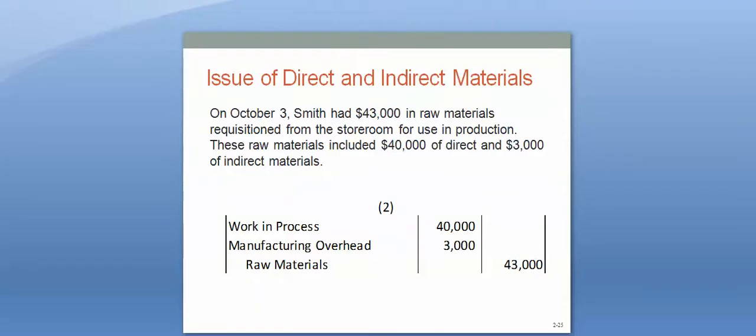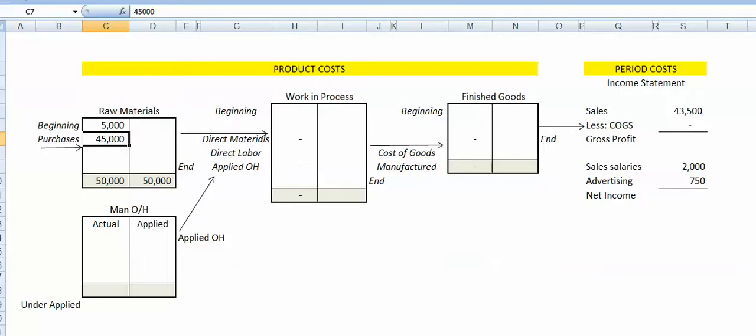Next, we're told on October 3rd, Smith had $43,000 in raw materials requisitioned from the storeroom for use in production. Of these, $40,000 were direct materials and $3,000 were indirect. Recall again, we want to credit raw materials because we're using them up, and we will debit work in process for the direct materials and debit manufacturing overhead for the indirect materials. Let's take a look at our flow chart.